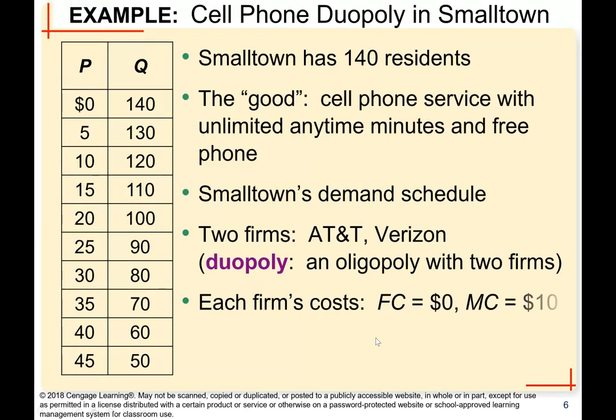Let's look at an example, cell phone duopoly in a small town. A small town has 140 residents. The good is cell phone service with unlimited anytime minutes and a free phone. Small town's demand schedule. The two firms are AT&T and Verizon. That is a duopoly, an oligopoly with only two firms. For each firm, fixed cost is zero and marginal cost is zero, so we have a schedule of price and quantity.